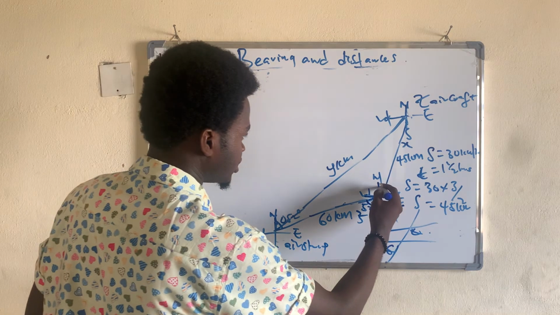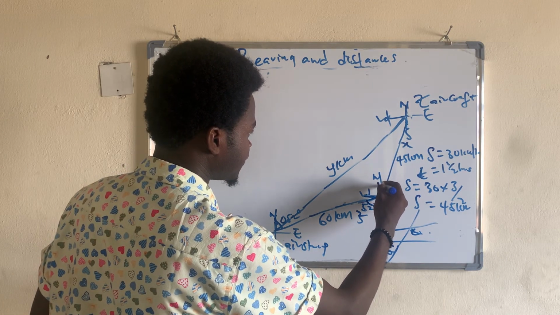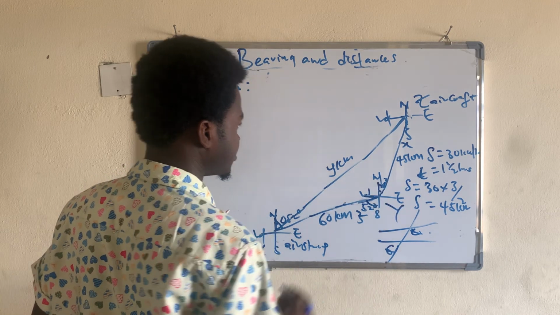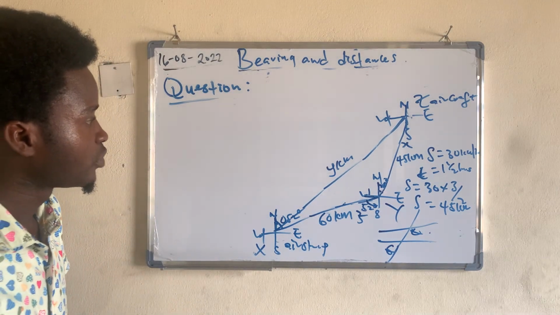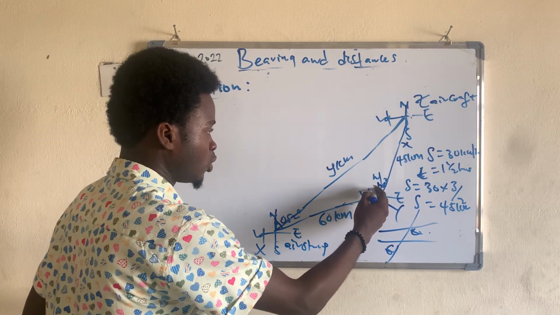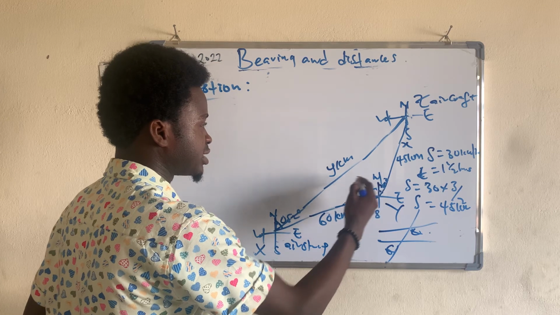And we are told that it moved on a bearing of 028 degrees here. And we likewise know that from this point to this point is 90 degrees.